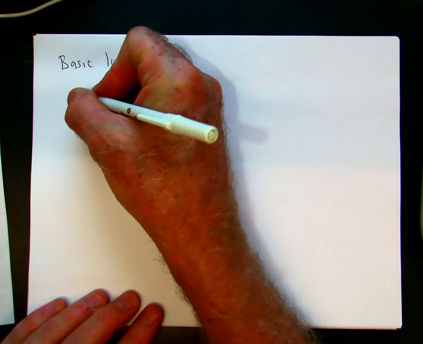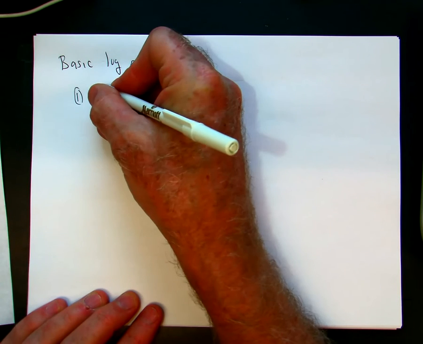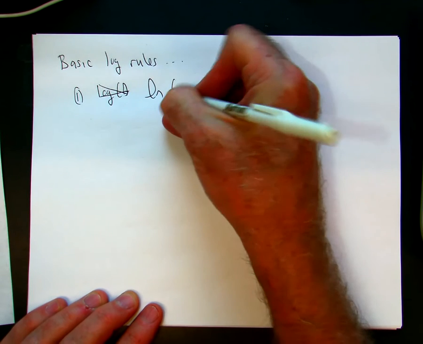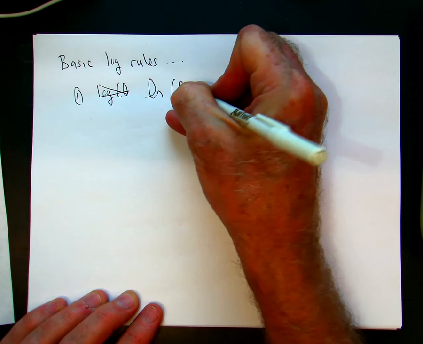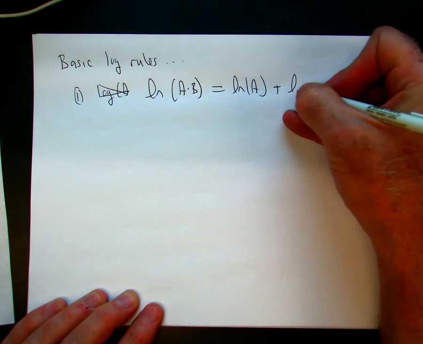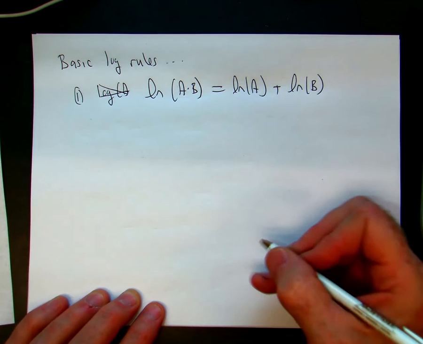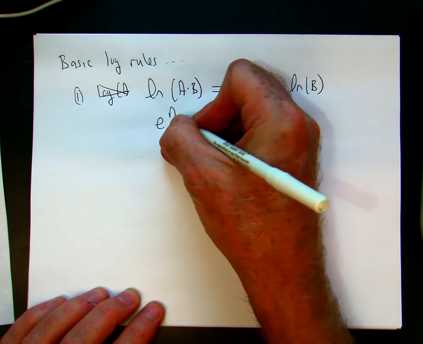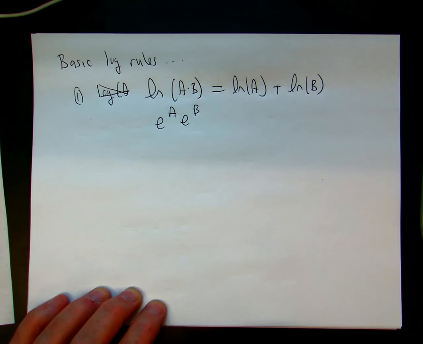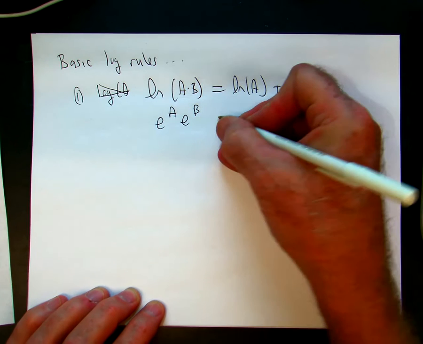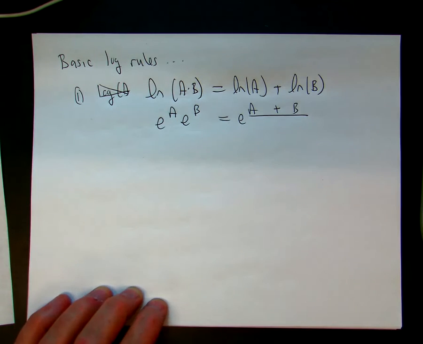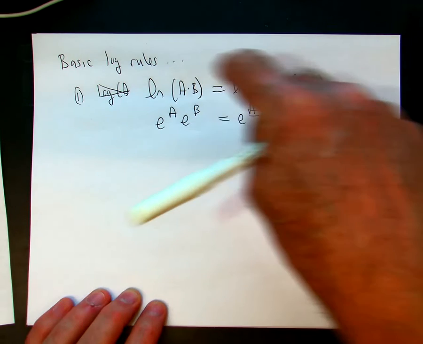So here's the first major log rule. Sorry, I want to use natural logs. That's what we're going to use in this course, always, the natural log. So when you multiply, the log of a times b is equal to the log of a plus the log of b. And really this is a restatement of this rule: e to the a times e to the b is equal to e to the a plus b. So that's all we're saying. Multiply bases, you add the exponents.